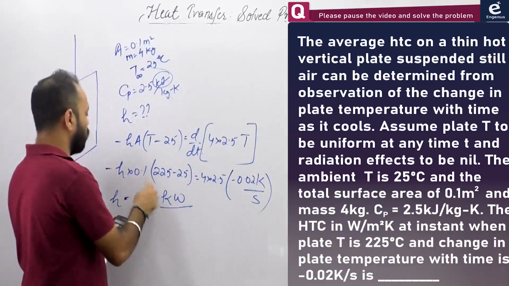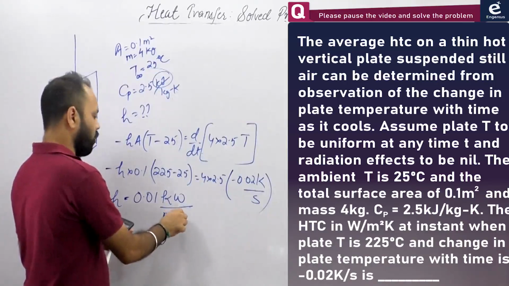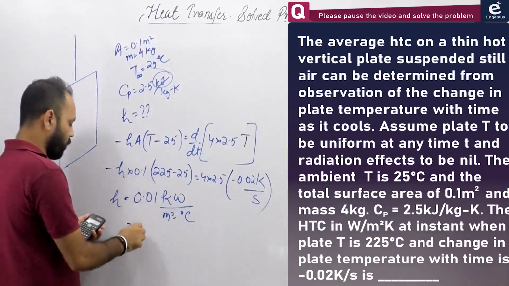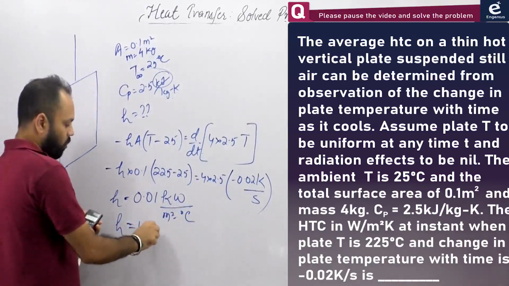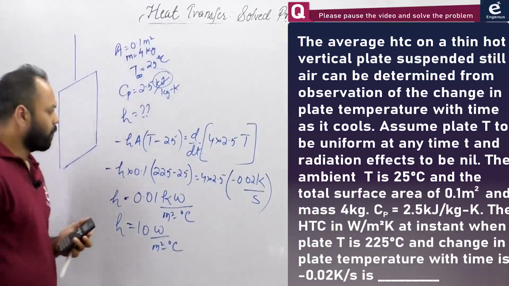Per meter square, because that is 0.1 meter square, right? That is the value of, when you write degree Celsius or degree Kelvin, doesn't matter. The value of H will be equal to 10. H will be 10 watt per meter square per degree Celsius. ठीक है क्या, है ना?